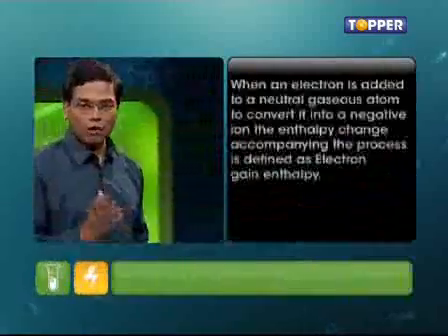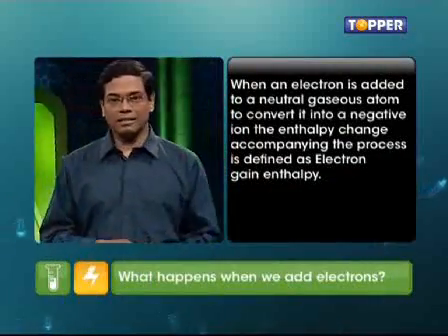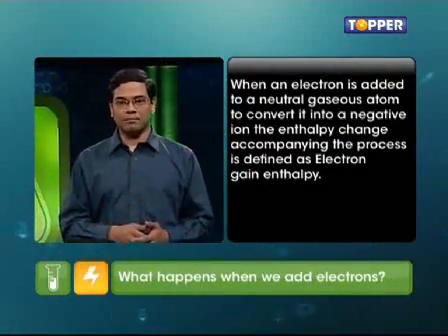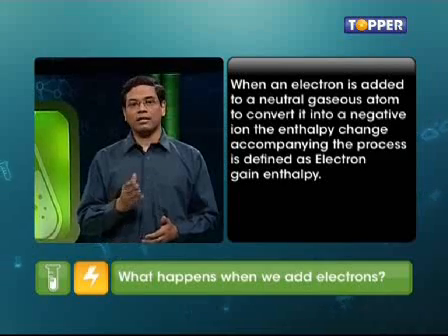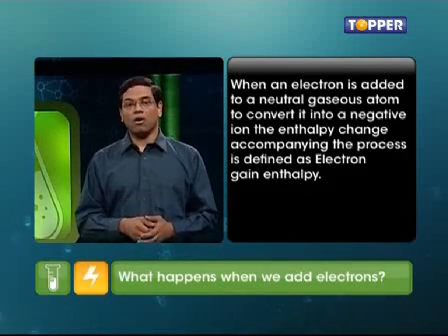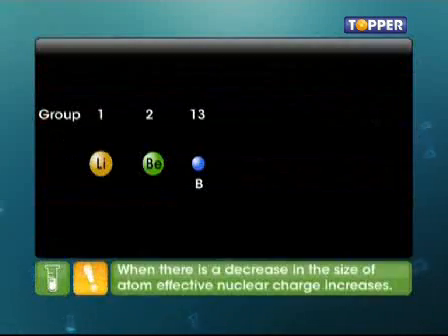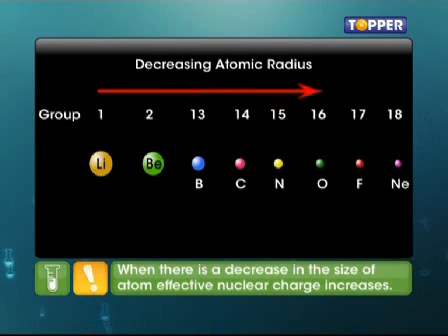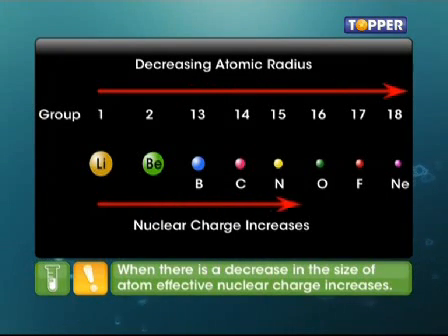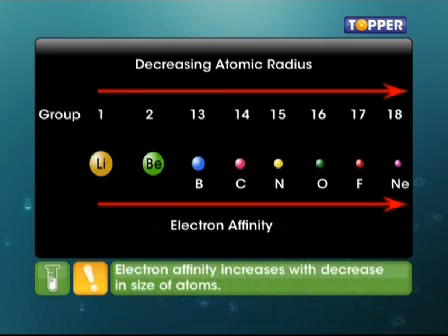Ionization energies are all about removing electrons from atoms. But what happens when we add electrons? When one or more electrons are added to an isolated gaseous atom, the change in energy is called electron gain enthalpy or electron affinity. When there is a decrease in the size of atoms, effective nuclear charge increases. This makes it easier for the electrons to be added. So, electron affinity increases with decrease in size of atom.